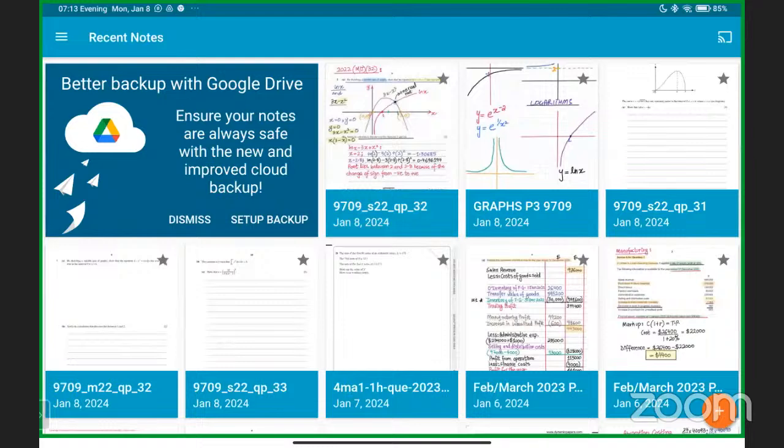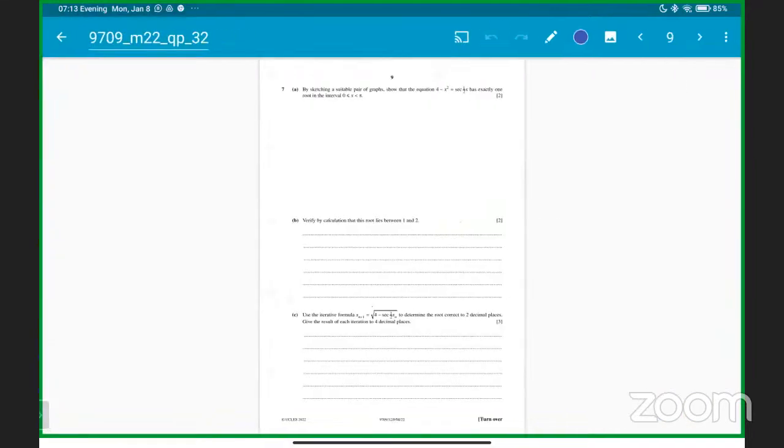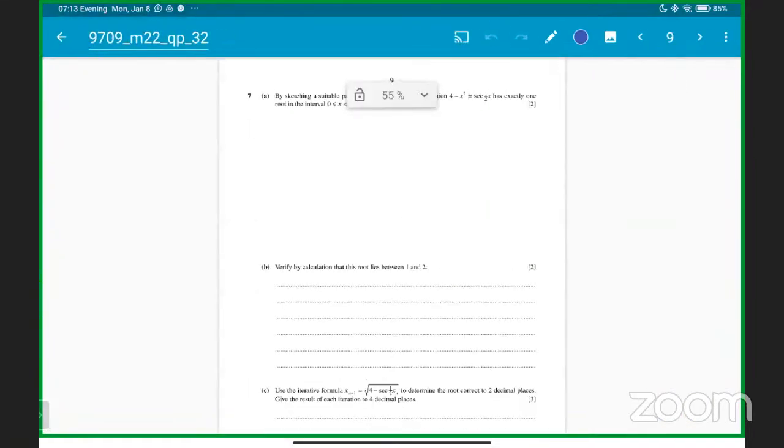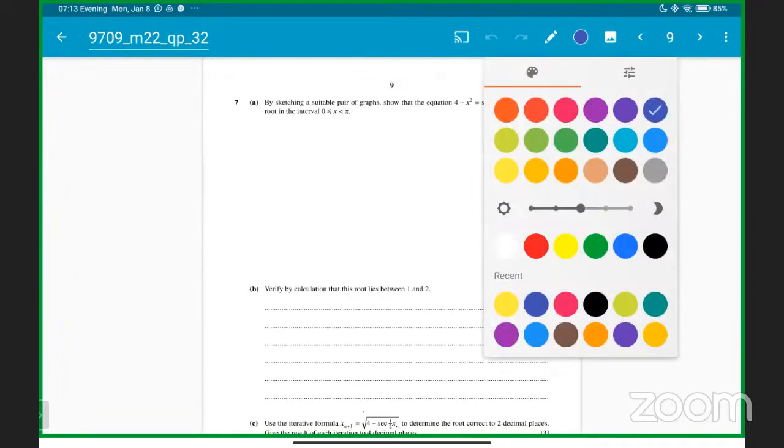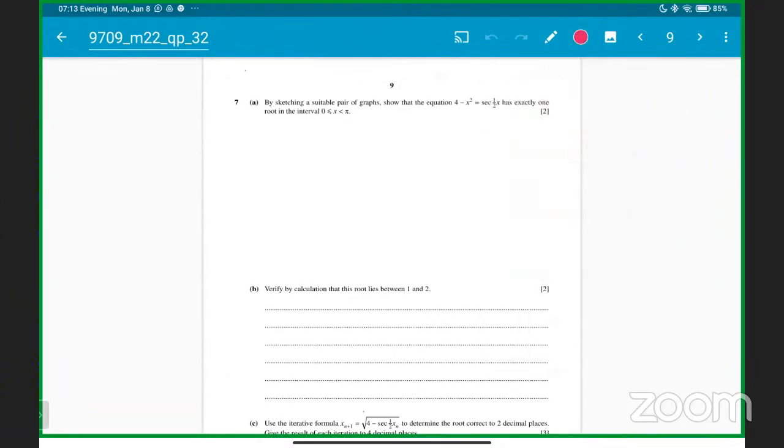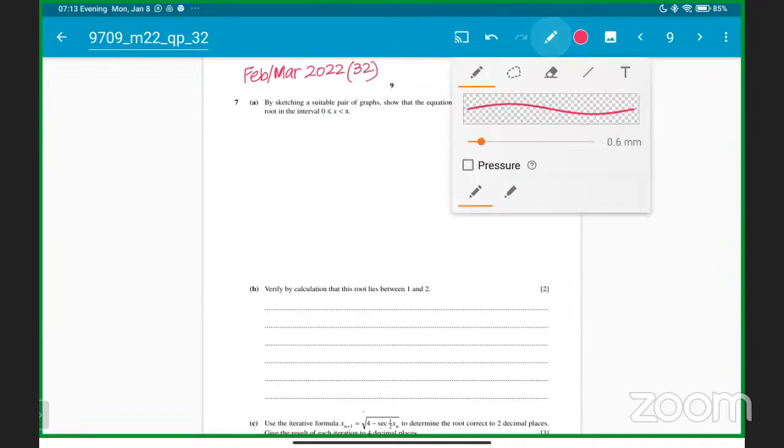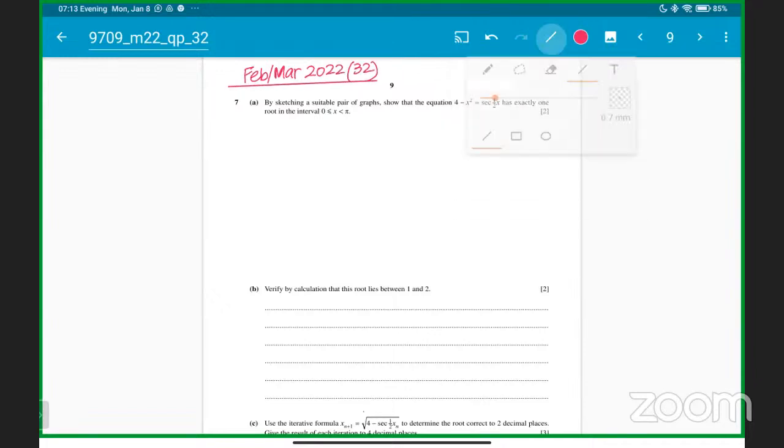Let's look at another question of sketching. This is from February, March. So let's have a look at this one as well. Does everyone understand how we do the sketching questions of numerical methods? So we have February, March 2022, paper 3 variant 2. Let's try to solve this as well.